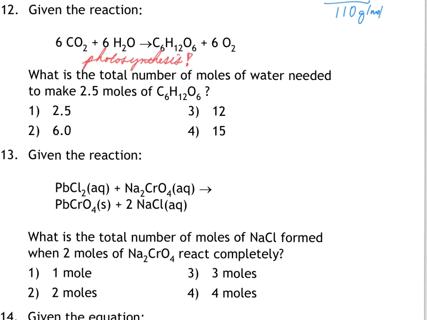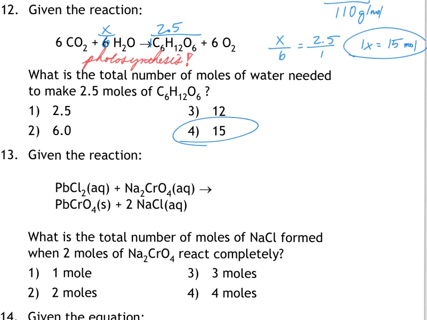So we need the total number of moles of water needed to make 2.5 moles of glucose. And we know that ordinarily we're going to use 6 moles of water, but we're going to figure out how much we would need if we produce 2.5 moles of glucose instead of our typical 1. So the proportion is x over 6 is 2.5 over 1, or 1x is 15 moles of water, which is why my best answer is choice 4.